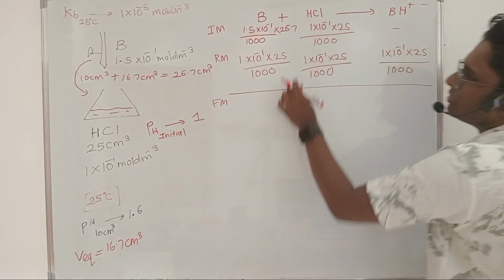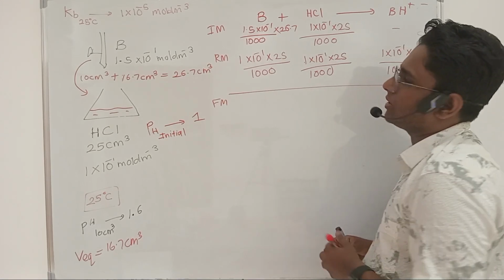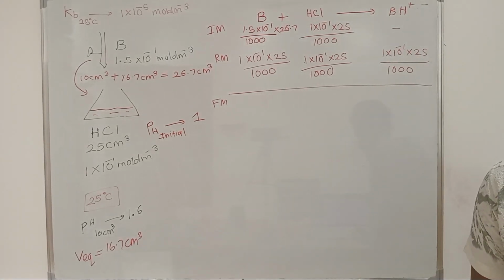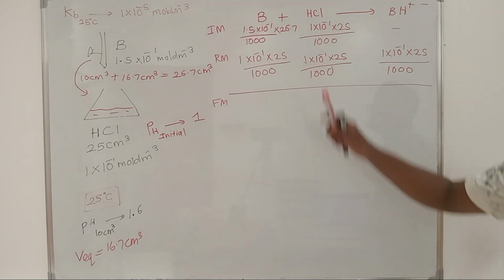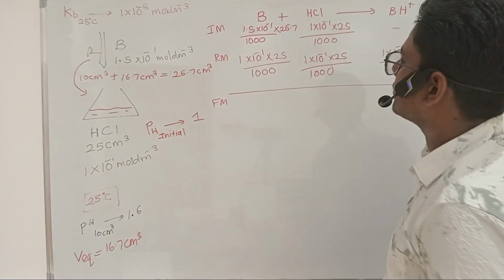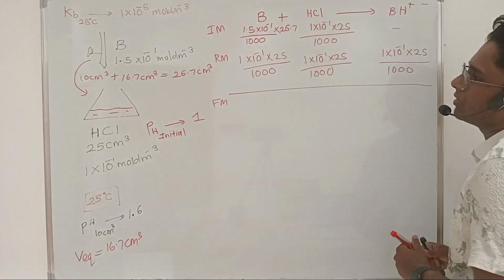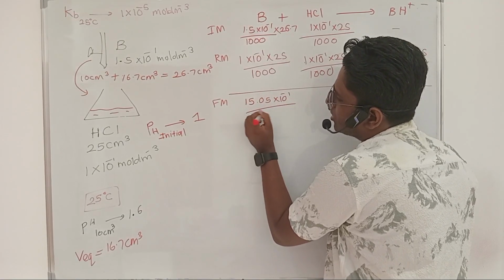Final moles. So you have to reduce the reacted moles from the initial moles, right? I'll use the calculator. 26.7 into 1.5 is 40.05, right? 40.05 minus 25 is going to be 15.05 into 10 to the power minus 1 over 1000, right?